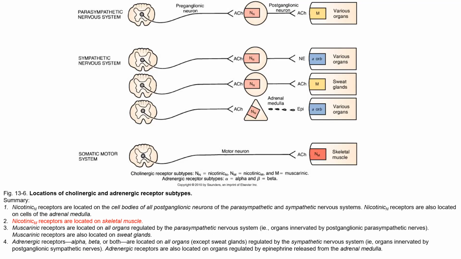So when we say cholinergic receptors, they are listed as nicotinic N and M, and muscarinic; adrenergic are alpha and beta. And we also have a third one under the sympathetic nervous system, which is dopamine. It is adrenergic, but responds to dopamine, not norepinephrine. So we also have dopamine under adrenergic receptors.